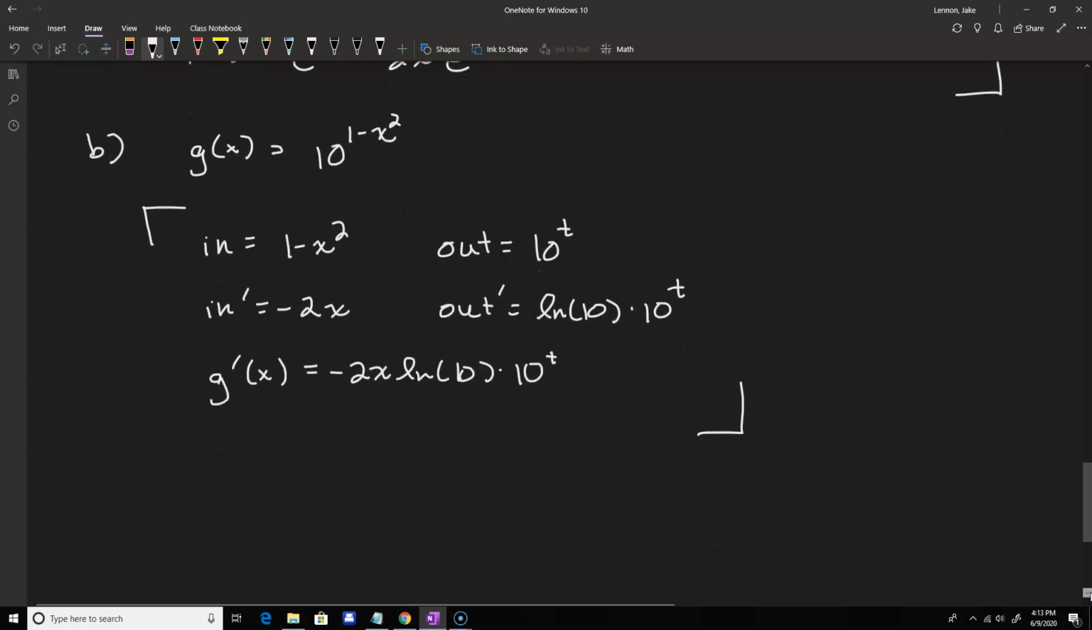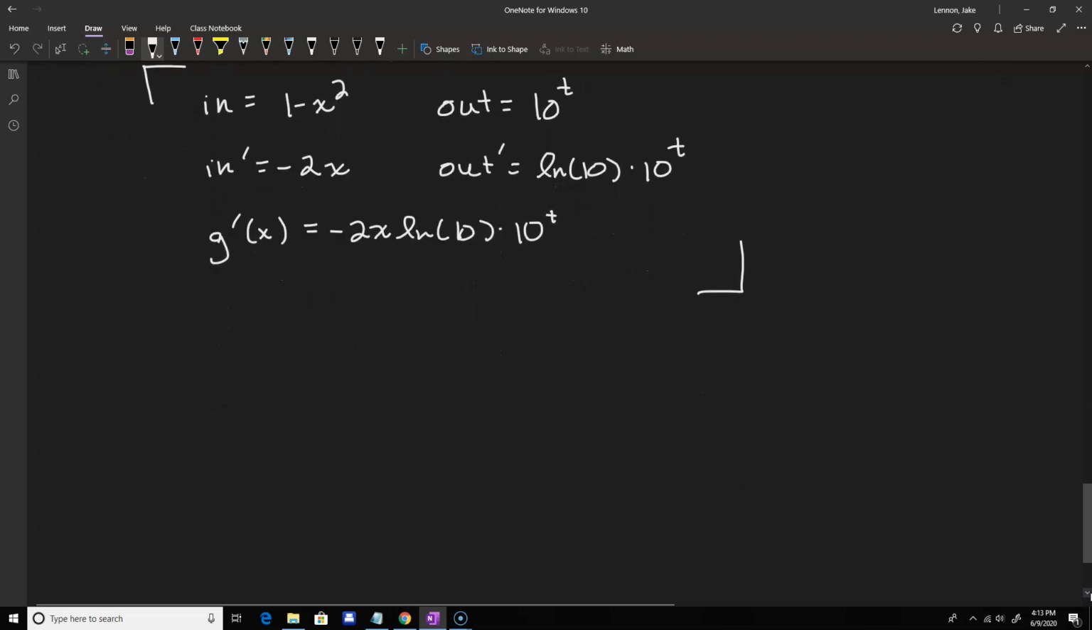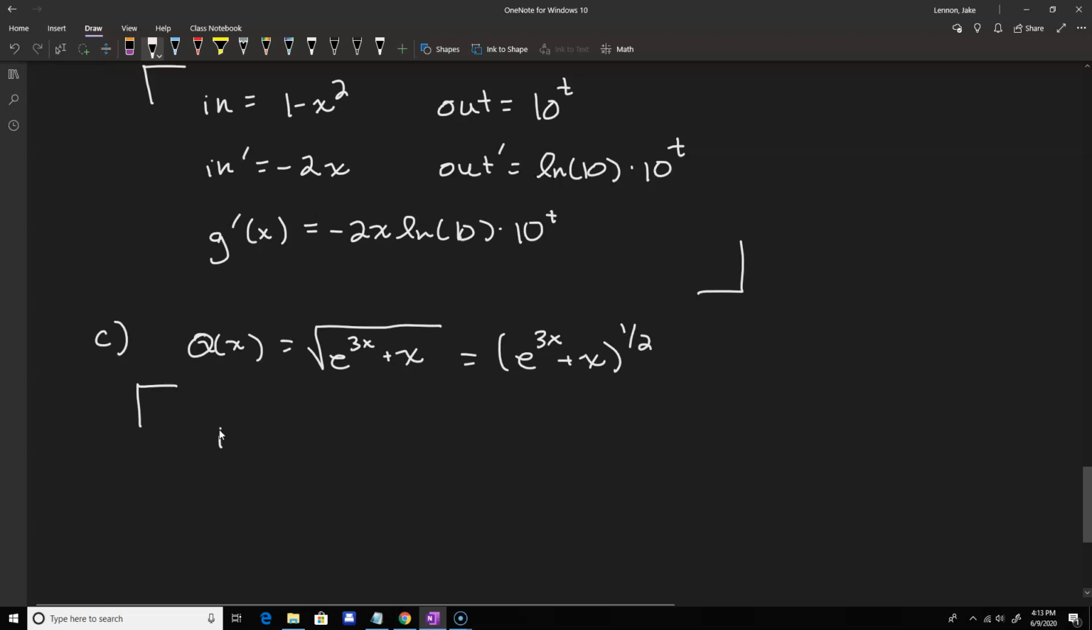Okay, continuing onward, let's look at C. Let's say we have q of x is equal to the square root of e to the 3x plus x. Again, we want to think about this as e to the 3x plus x raised to the 1/2 power. So we can do the chain rule a bit easier. So our inside function is just what's inside the parentheses there, e to the 3x plus x. And the outside, we're just replacing what's in the parentheses with t, so it's t to the 1/2.